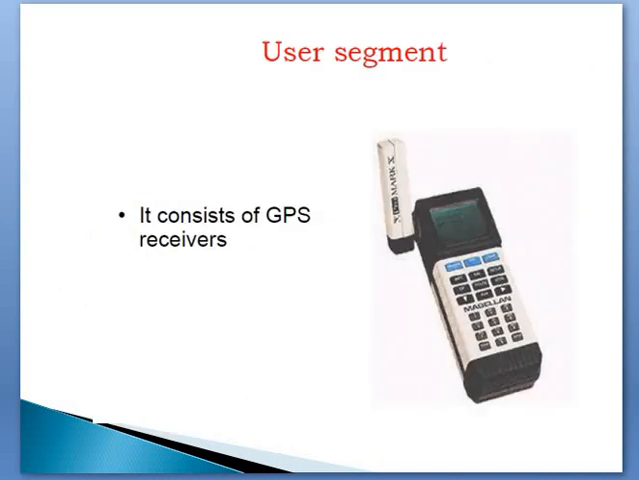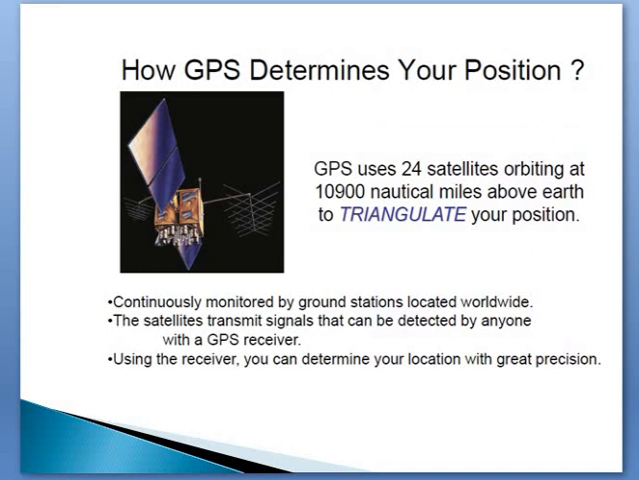And the third is the user segment. The user segment consists of the GPS receiver equipment, which receives the signals from the GPS satellites and uses the transmitted information to calculate the user's three-dimensional position and time. In this slide, we will learn about how GPS determines one's location. Basically, it is done by a method called trilateration.